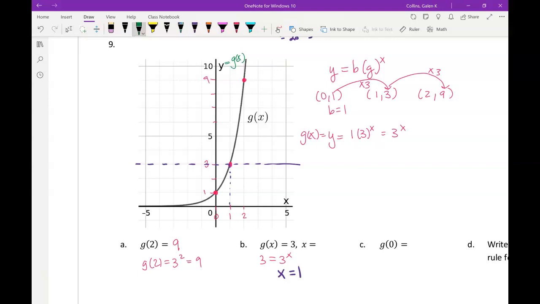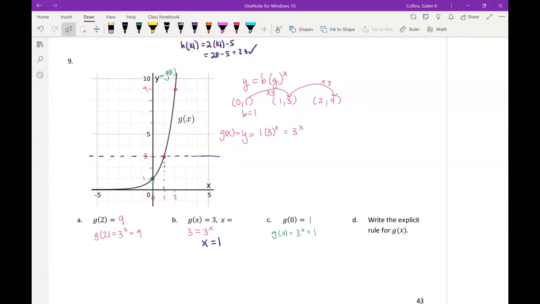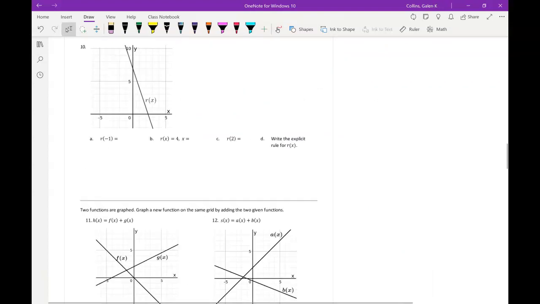All right, to evaluate g of 0, again, I could look on my graph for where x is 0, and I see a 1 there. Or I could plug 0 in to my equation, although we had to come up with that equation on our own. 3 to the power of 0 is 1. Oh, part D, there we go. We already did it. That is what we did up here. So the explicit rule for g of x is just 3 to the power of x.